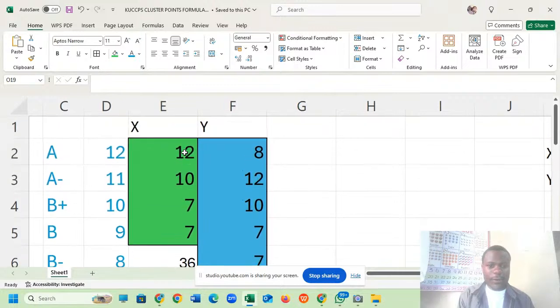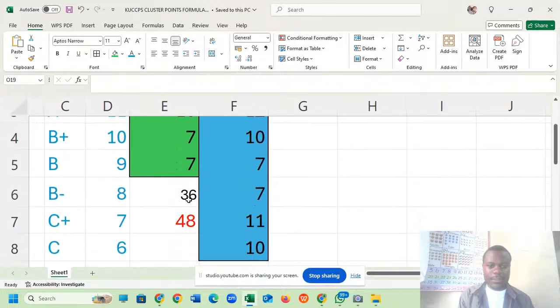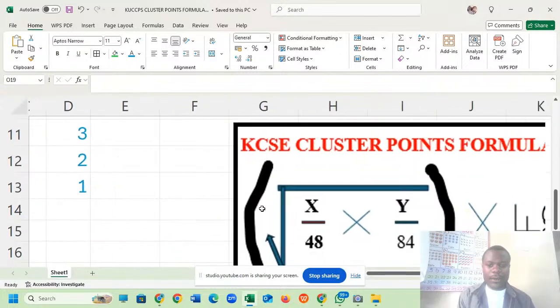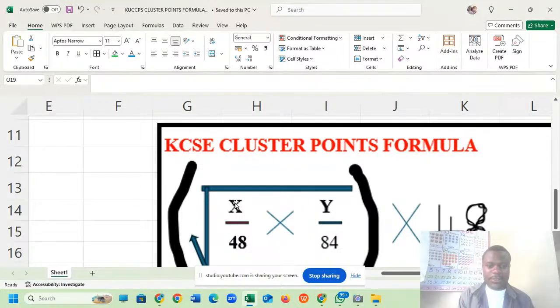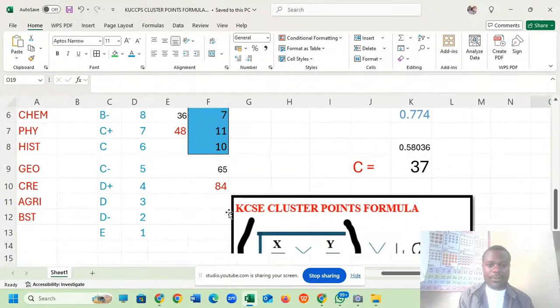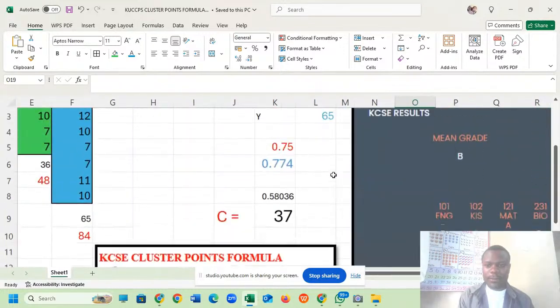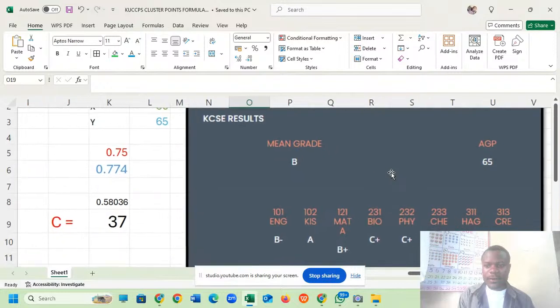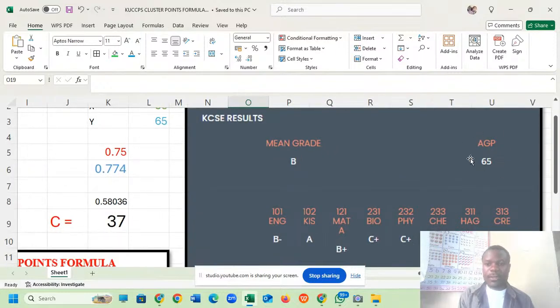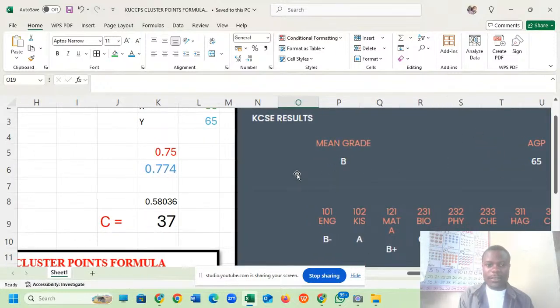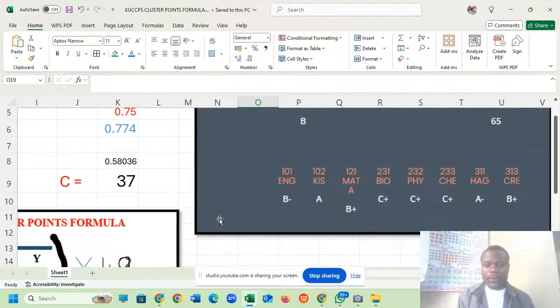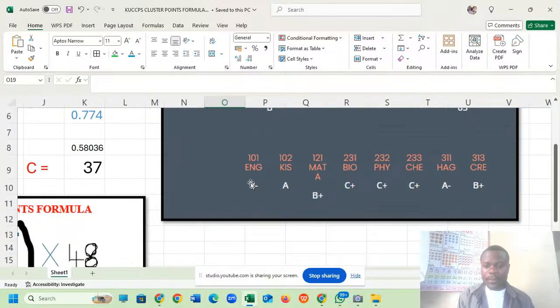Then when we add 12 plus 10 plus 7 plus 7, we shall get 36. So in the formula here, our x is 36. So we shall have 36 out of 48 times the aggregate subject. So the aggregate subjects points is 65. On the KUCCPS portal it will be indicated, but right now for the 2024 candidates, they haven't updated your details on the KUCCPS portal. So here, the 7 subjects that we shall pick are all the subjects except one science.